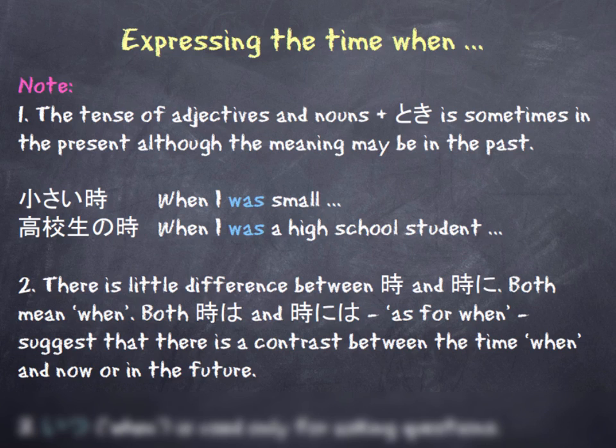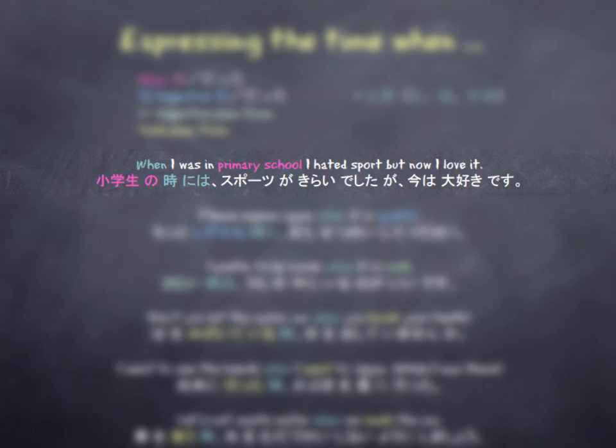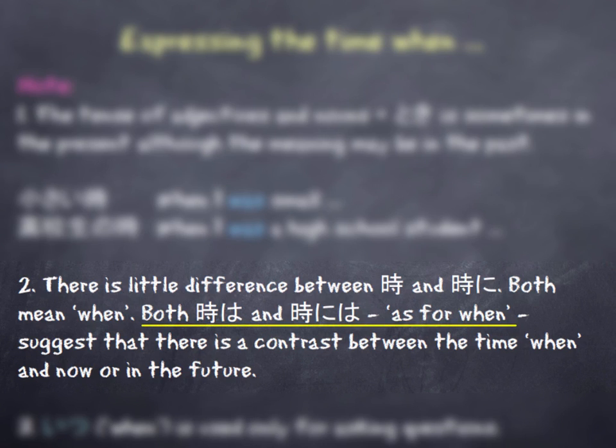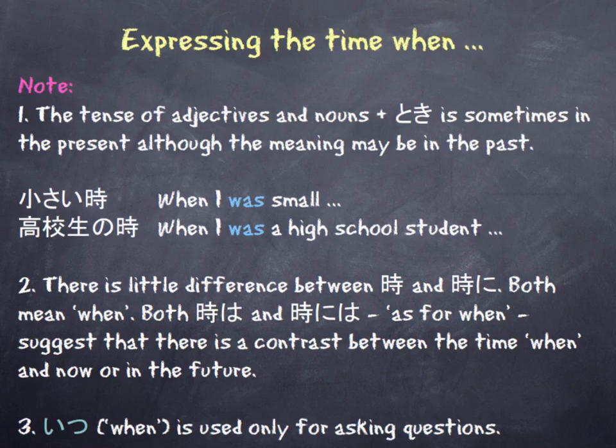So if we have a look back here on our first slide and we take a look at our first example here, 小学校の時には. The 2 particles following toki are used to explain a time when I was in primary school. So we're talking about a time that is different to now, as our note on our second slide refers to. And please keep in mind that itsu also means when, but it's used only for asking questions.